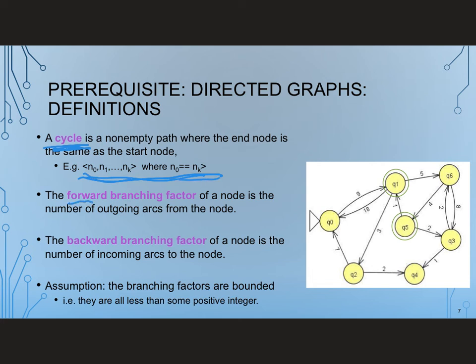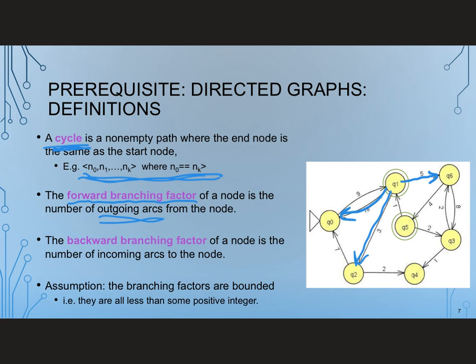We're going to talk about the forward branching factor of a node. You may have heard that called the out degree of a node. The forward branching factor of a node is just how many outgoing arcs there are from that node. So for example, if we pick one of these nodes here, Q1, which is this guy, what's its forward branching factor? How many outgoing arcs are there from Q1? Well, there's this one. That's 1. And there's this one. That's 2. And there's this one. So the forward branching factor of Q1 looks like it is 3.